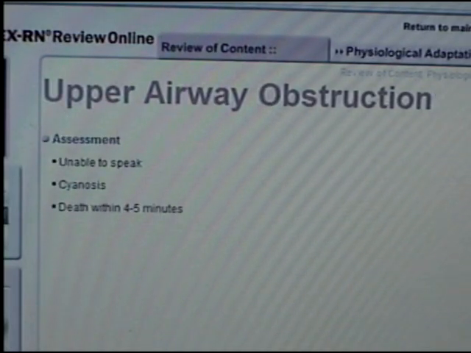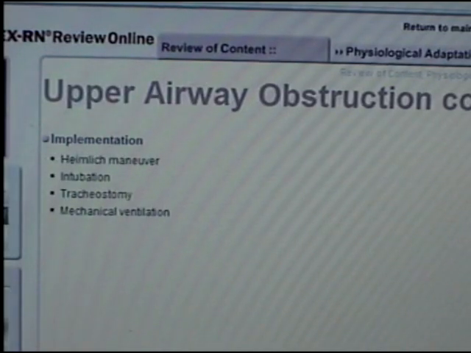Okay, upper airway obstruction. What you will see with the patient is they will be unable to speak. And if someone appears to be choking, that's one of the first things that you'll do: ask them if they can speak. If they can't speak, you know that the airway is totally occluded, and you have only a couple minutes to get that airway open and patent again. The patient may become cyanotic or blue, and again, death will occur within 4 to 5 minutes if the airway is not reestablished.